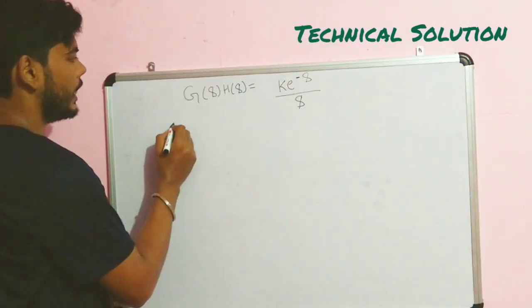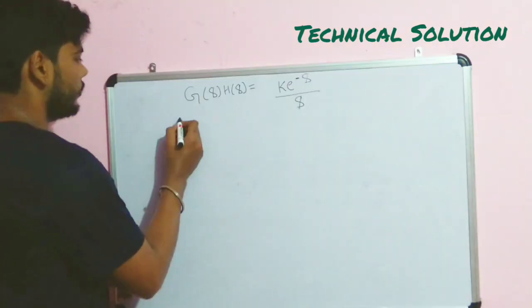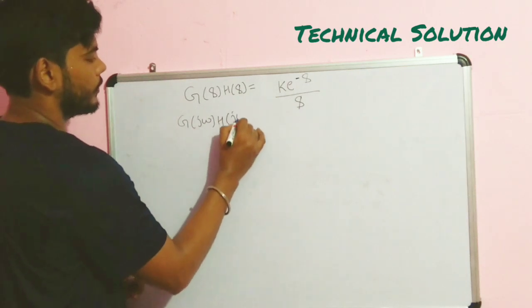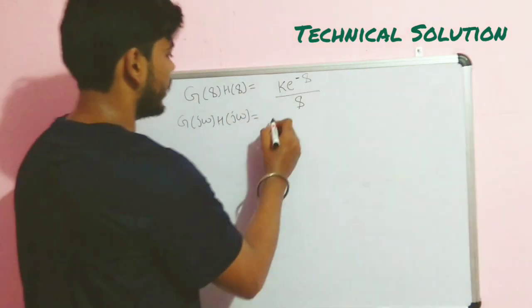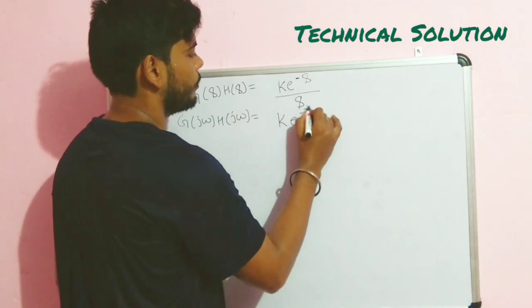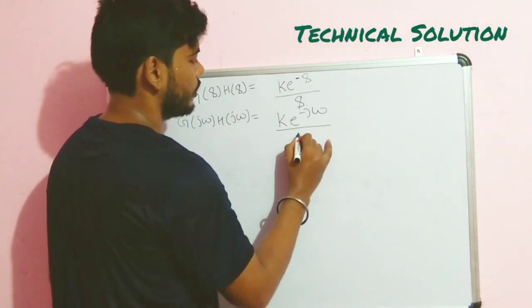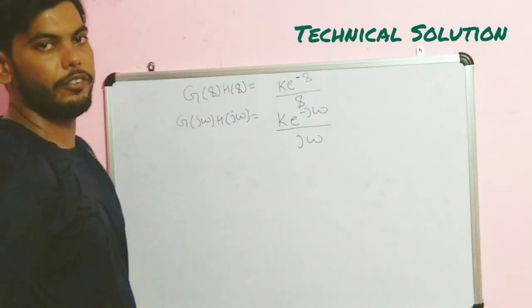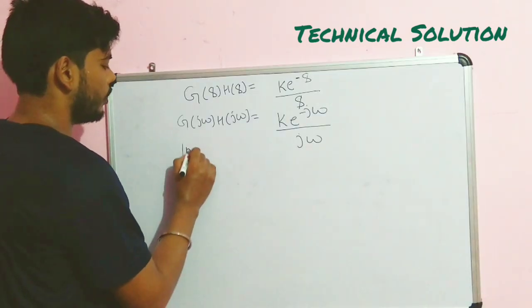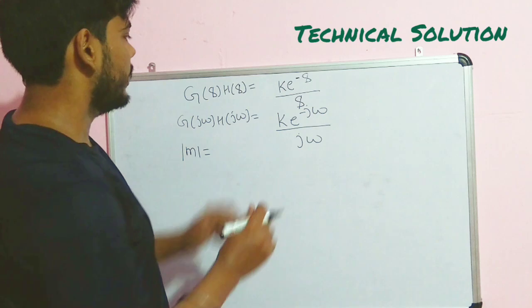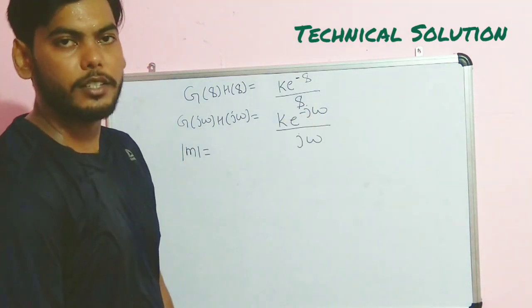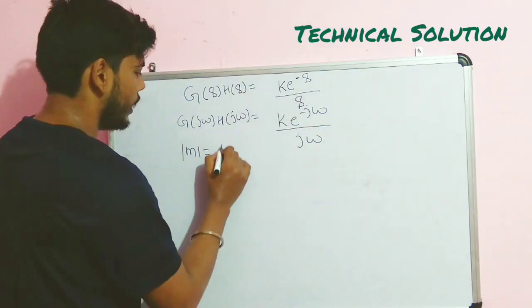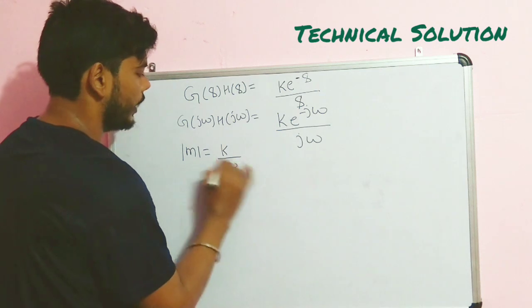First we put s equal to j omega. So the first step is to put s equal to j omega in this transfer function: K e raised to the power minus j omega upon j omega. The second step is to find the magnitude and phase. The transfer function looks like M e raised to the power minus j theta. The magnitude of the numerator is K and the magnitude of the denominator is omega.